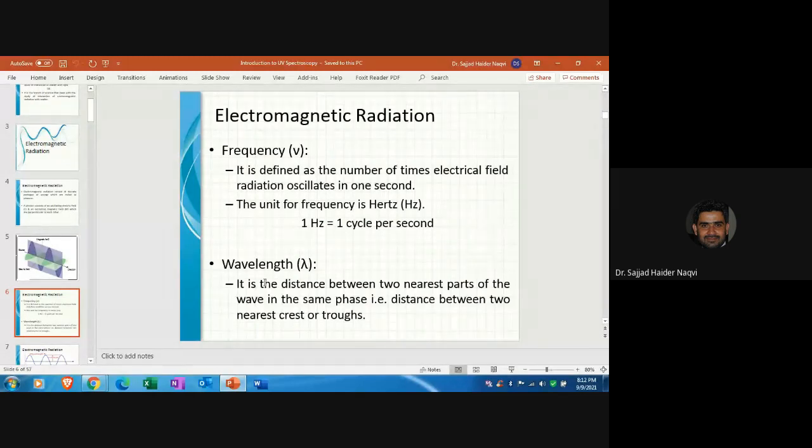How do we define wavelength? It is the distance between the two nearest parts of the wave, or you can say a wavelength can be defined as the distance between the two troughs or the two crests. When you talk about wave motion, it has a specific direction. It could be longitudinal, or it could be transverse. You might have studied these two types. So wavelength is actually the distance between two troughs or two crests. That is what is defined as wavelength.